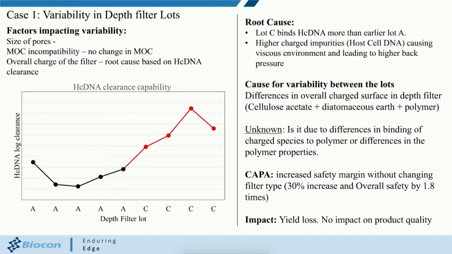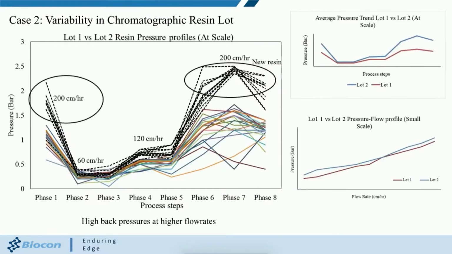So what it means is that you need to have a significant amount of safety in the case of depth filters. Because in this case the product cost is higher than the filter cost, we could accommodate and take this call of having higher surface area. We don't see any impact on product quality. We see only yield loss, because some of the product is left in the filter. We could not retrieve that product from the filter after choking. So this is one of the case studies we have seen.